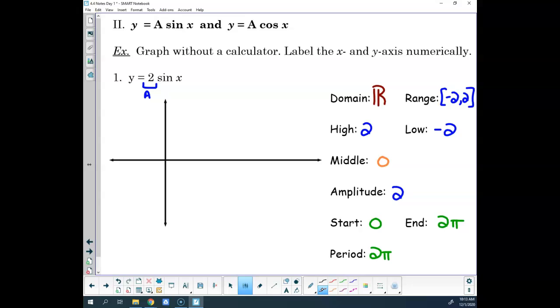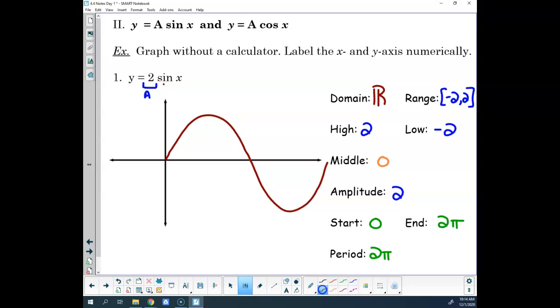Okay? So how would I graph this one? It's a sine function. So since it's a sine function, it's going to start in the middle, go up high, back to the middle, down low, and end in the middle. I start with my curve, my function. Okay? I start with it.